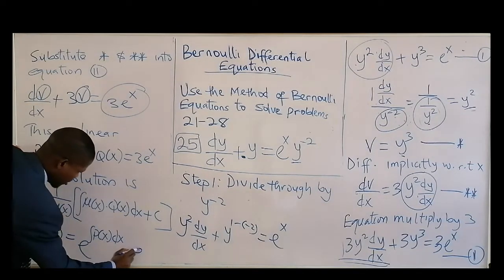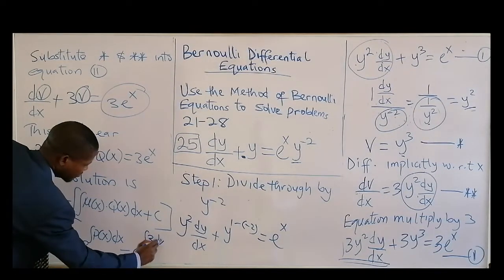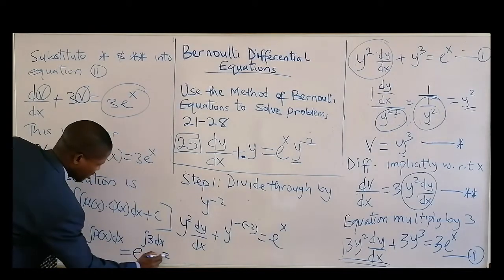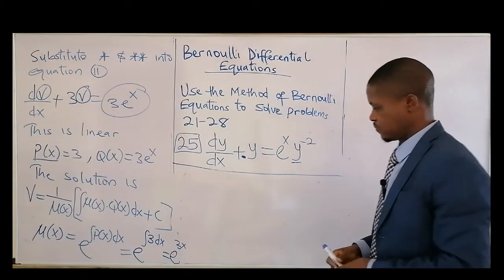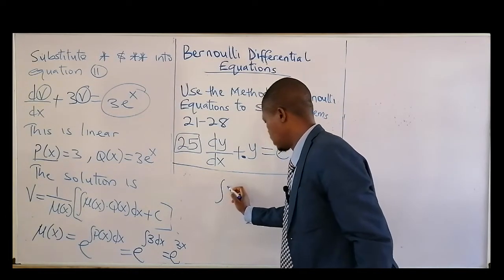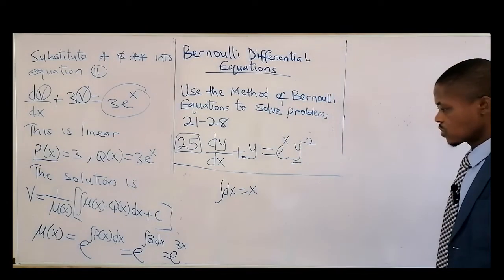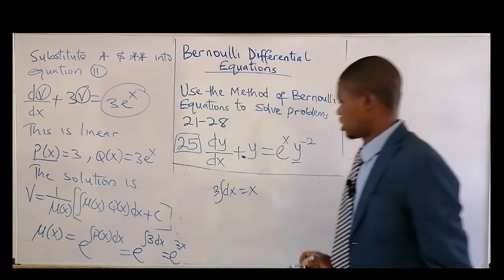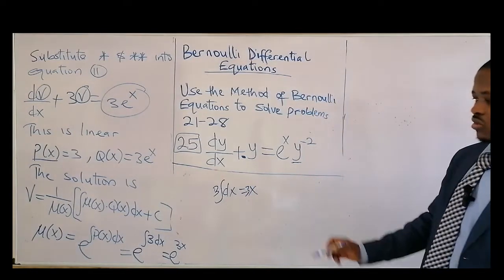Let's substitute there. That'll be e to the integral of p of x dx. My p of x is 3. So if you do that, that's equal to e to the 3x. Don't forget, integral of dx is x. So this 3 here can be outside the integration, and that'll be 3x. So that's the integral factor.